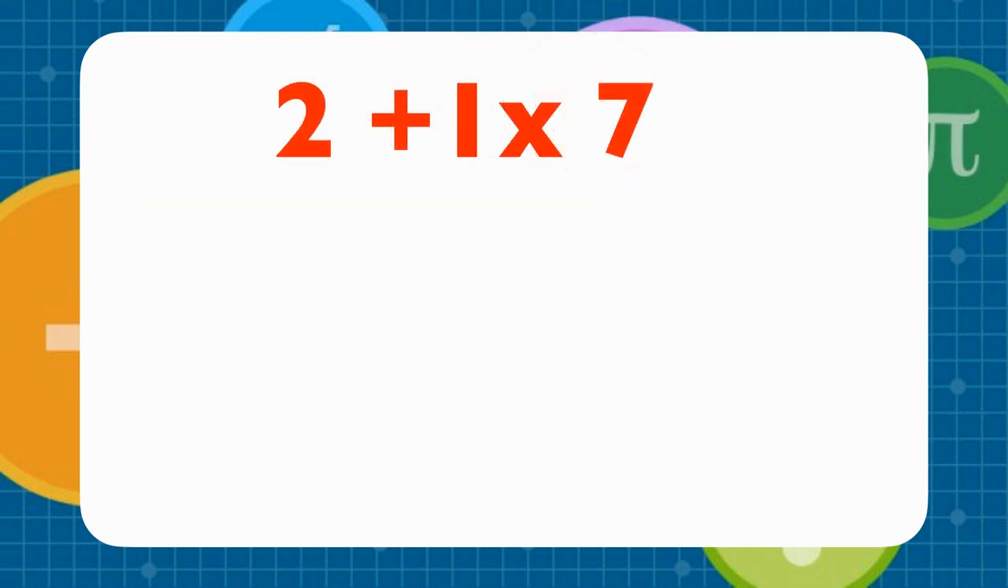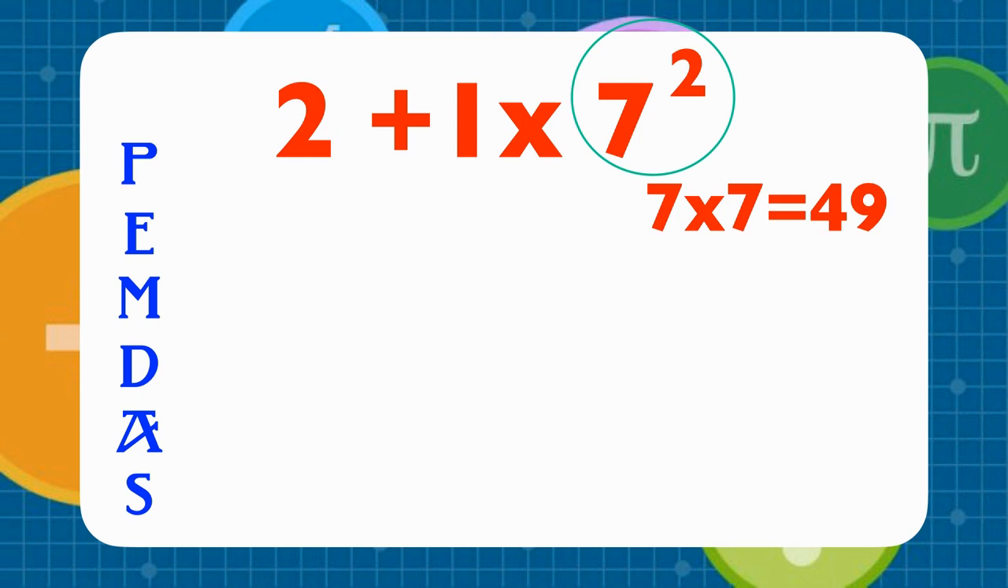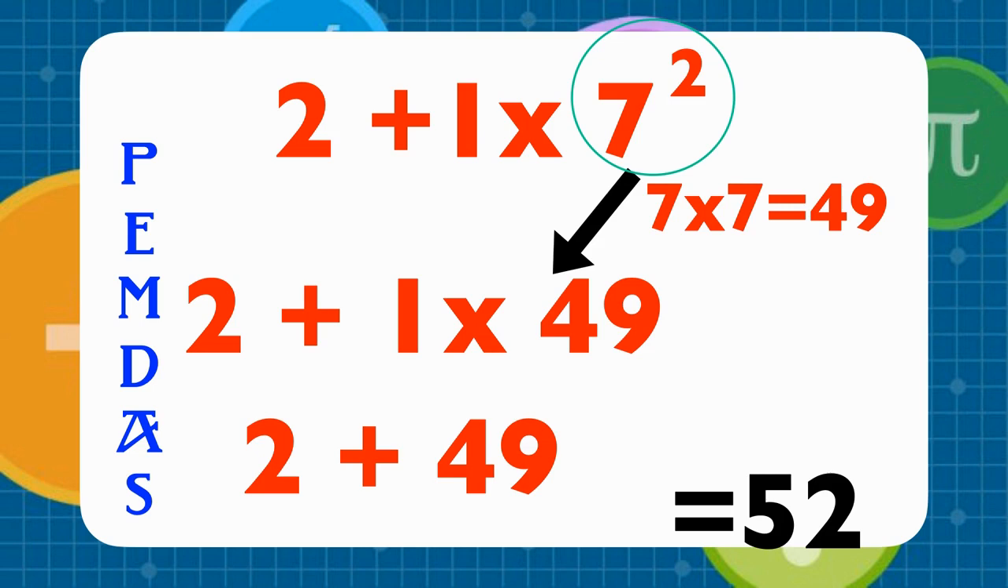Let's look at this next one. And I'm just going to place this exponent right there. So that means we're going to use PEMDAS. And when we do that, we deal with our exponent first. 7 to the second power means 7 times 7. And 7 times 7 is 49. We take that and we set up our sum. So now we have 2 plus 1 times 49. And when we do that, we should get, yes, 52. Excellent job, guys.